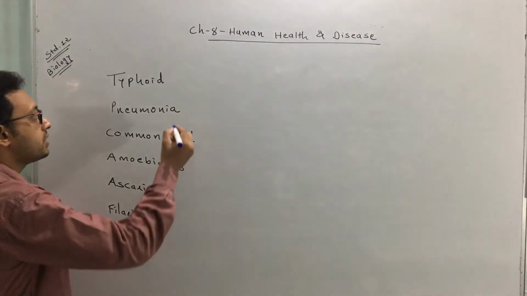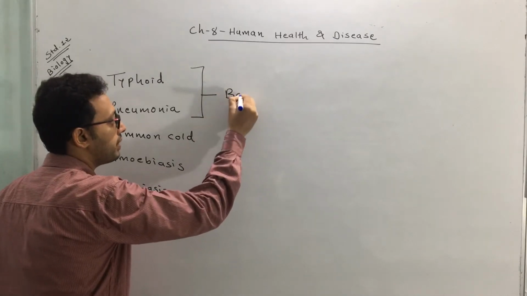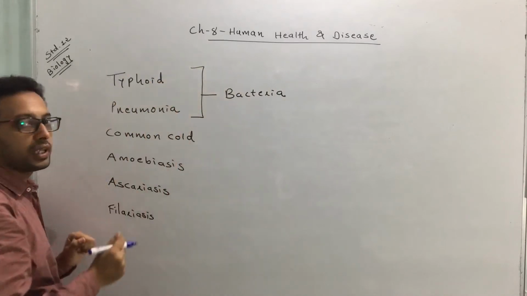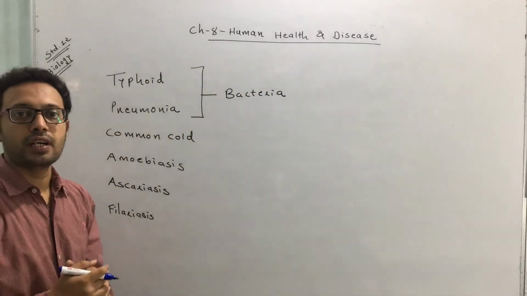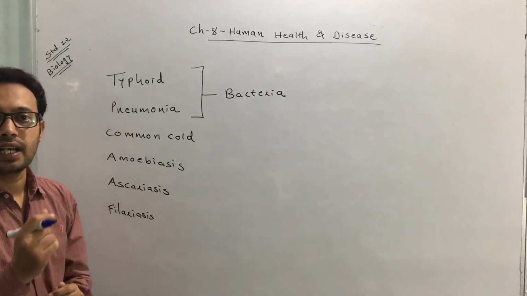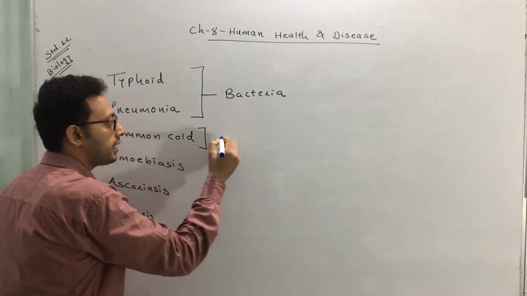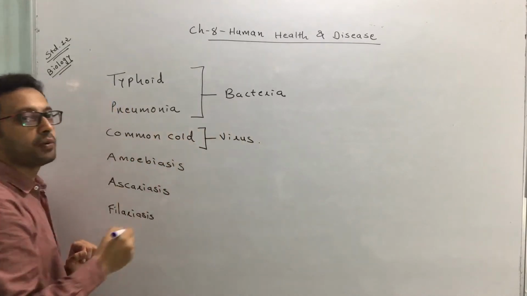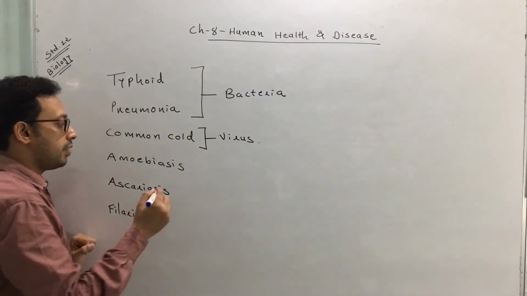These two diseases, typhoid and pneumonia, occur by means of bacteria. Typhoid is caused by Salmonella typhi, and pneumonia is caused by Streptococcus pneumoniae, Haemophilus influenzae, and Pneumococcus pneumoniae bacteria. Common cold occurs by virus. The rhinovirus has an important role, as it causes the common cold.